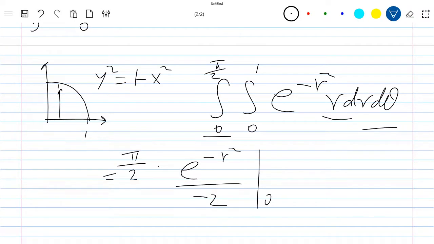Then plug in 0 to 1, so you can factor out this pi over 4, and this negative sign can be handled by switching to 0 and 1. So plugging in 0, you get 1, plugging in 1, you get e to the negative 1. That's your answer. Okay, so we see that if you're given an integral, then you'd better draw or sketch its domain and decide what's the best way to integrate.